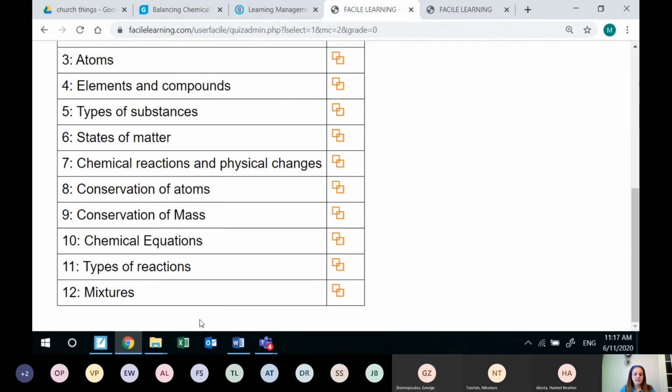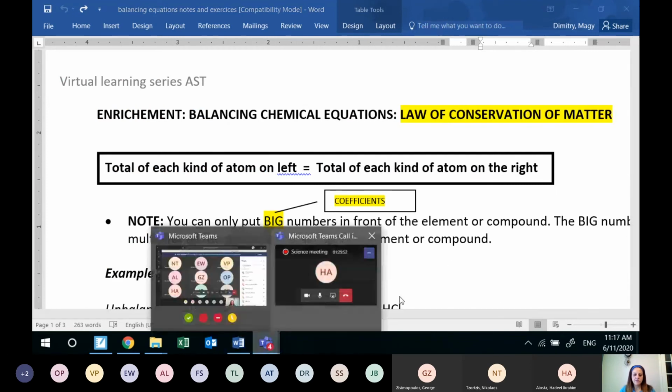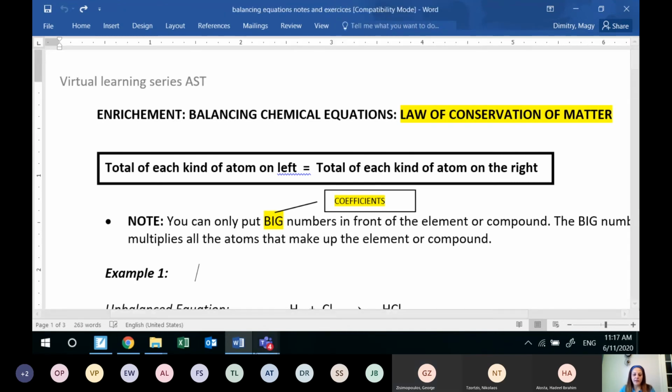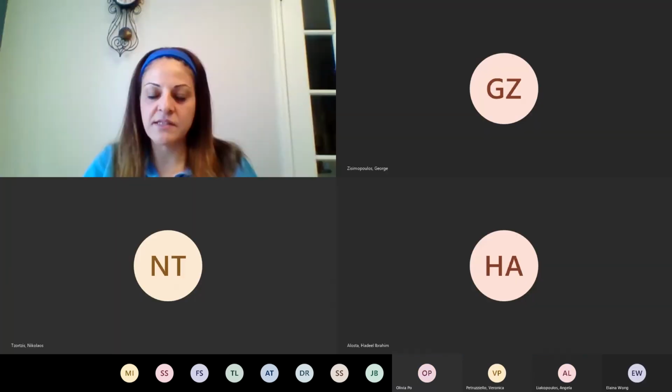So for this part, I need you to take out the paper I put on Schoology. George, do you see it? Yeah, I see it. Okay. Did you print it? I can't remember what you said. Okay. Yeah. Sounds good. So before I fill out the paper, I just need your attention for 1 second.